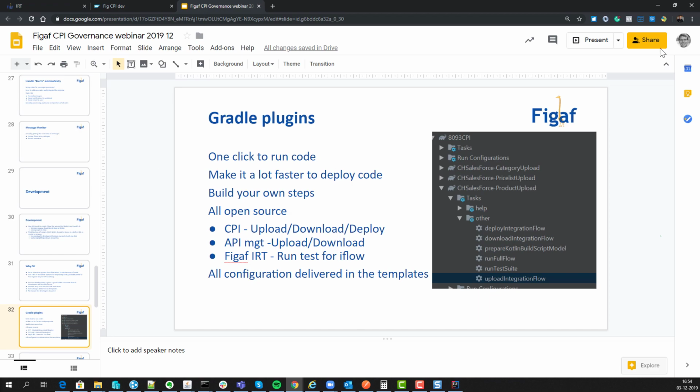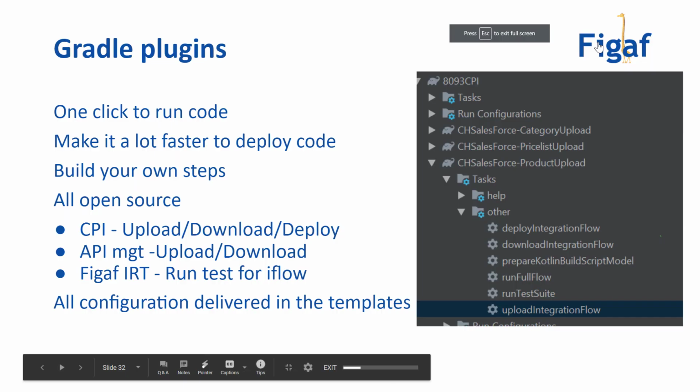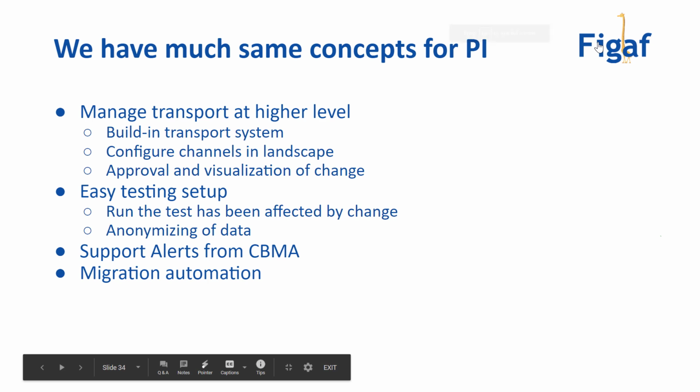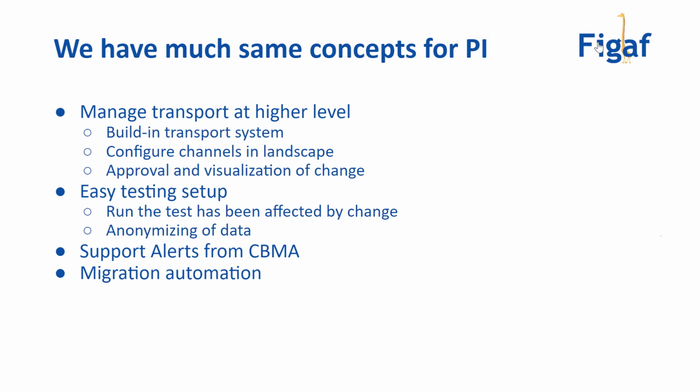See, time's running out, so let me just run the last kind of presentation. We do have a lot of the same concepts for PI. The environment is a little different, but it does support the same kind of transport, managing the iFlow, configuring channels, approving transport, and full visibility about what you're transporting. So the Figaf tool knows in this transport that it's managing itself what the iFlows or the objects in it are, and is able to transport it.